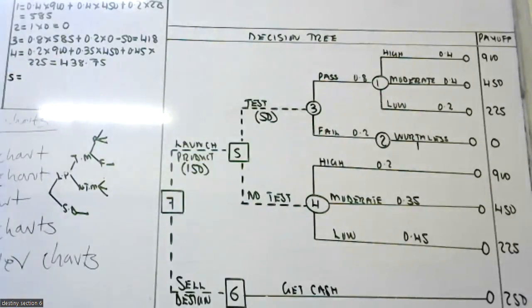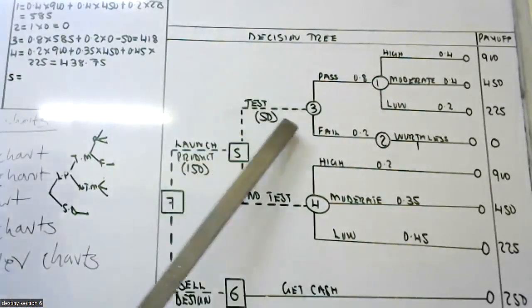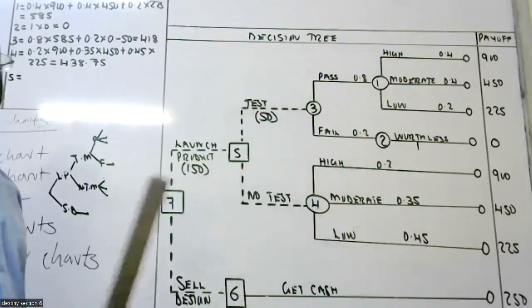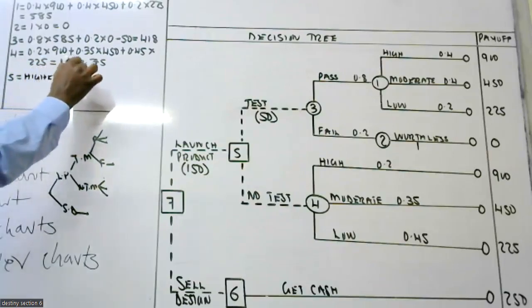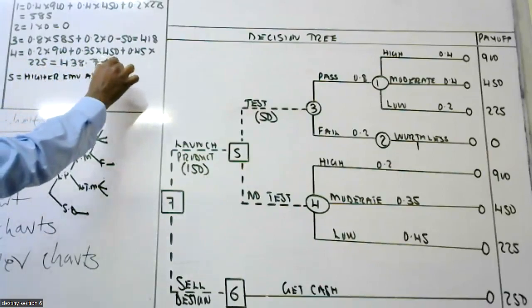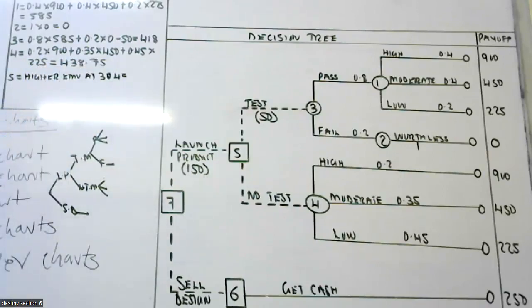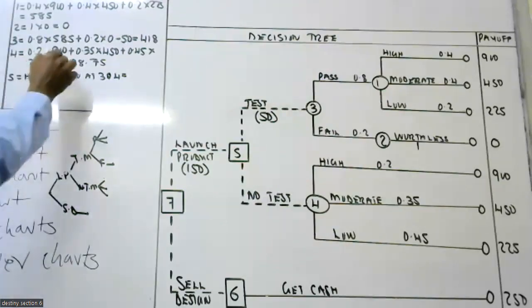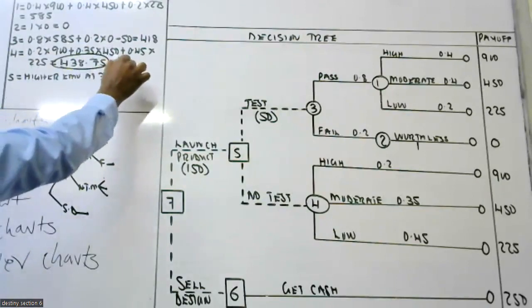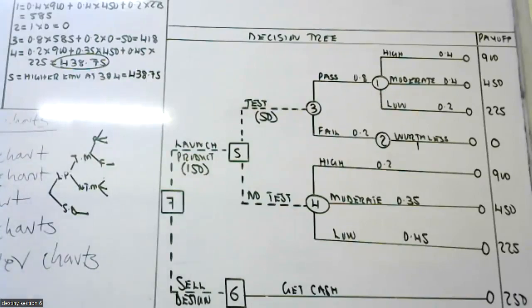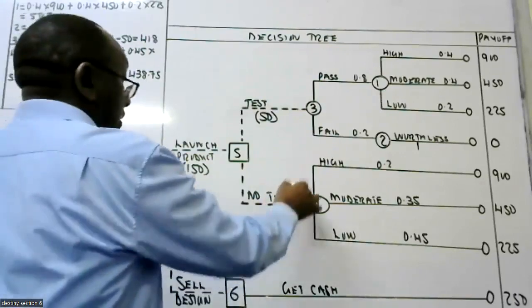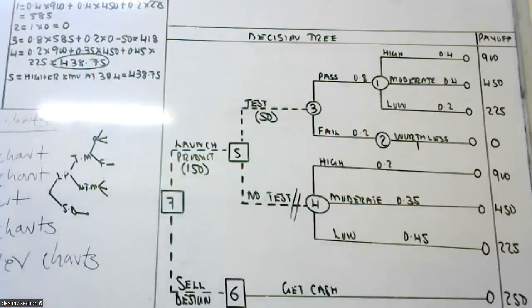So in number 5, you can see the lines are broken. If the lines are broken, what you do is select. We are going to pick the higher EMV of 3 and 4. So 3 equals 418, 4 equals 438.75. So we take this one, which is for no testing. So you mark here.